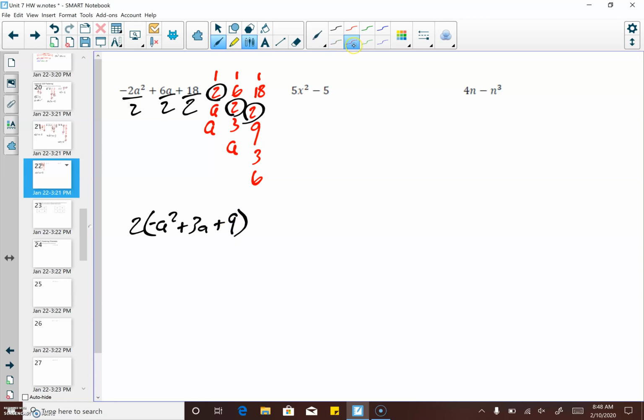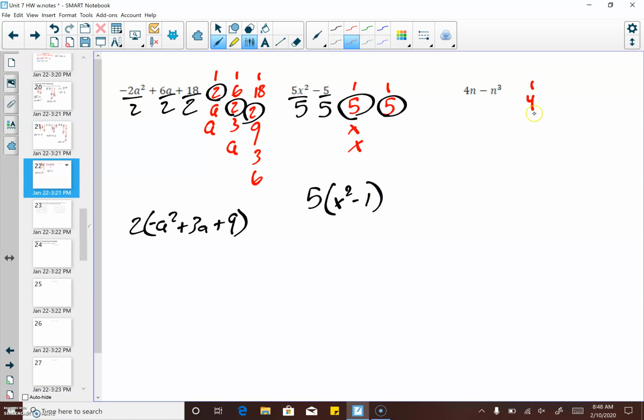Plus 9. So we have 1 and 5, x and x. Then we end up with 1 and 5. So obviously our GCF is going to be the 5, and there's no x's to take out here. So 5 goes on the outside. We get x squared minus 5 divided by 5 is 1.